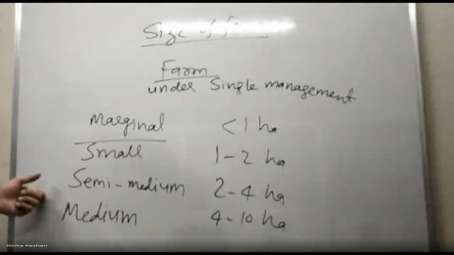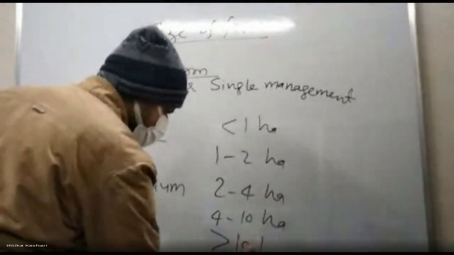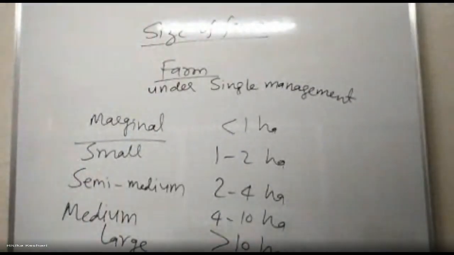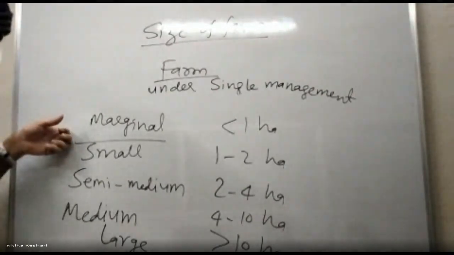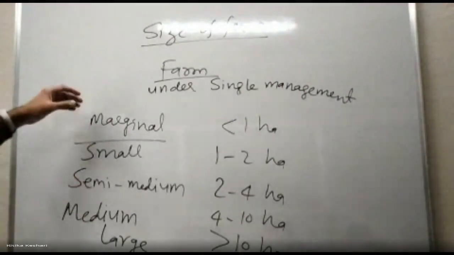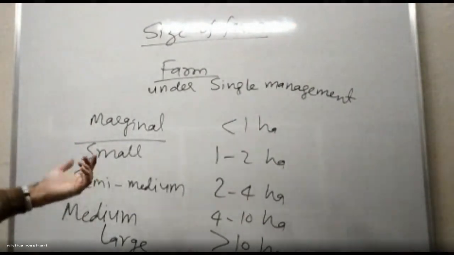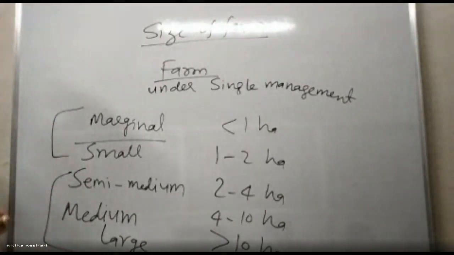Okay, and of course, large is more than 10 hectare. So we are very used to this classification. And this is how we categorize farm as marginal farms, small farms, semi-medium, medium, and large farms. Right? So usually the people talk about small and large farms. So they club, you know, these and these.